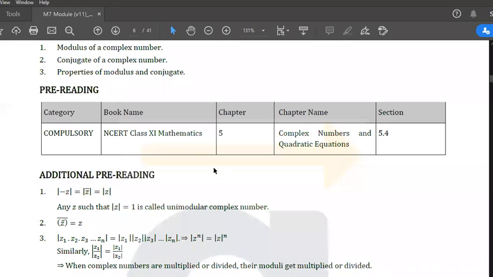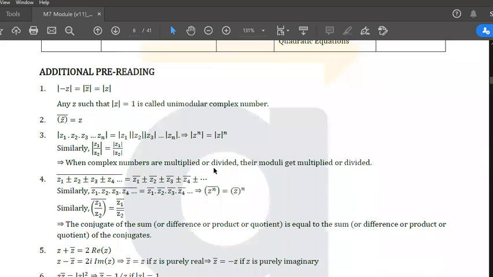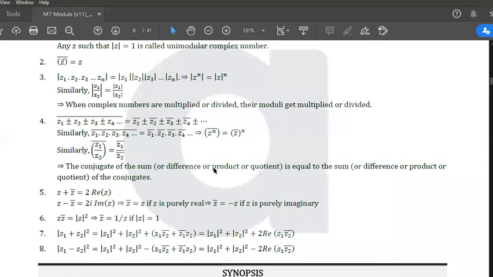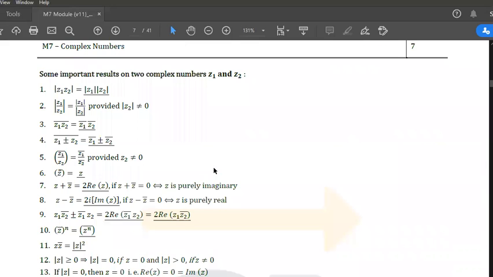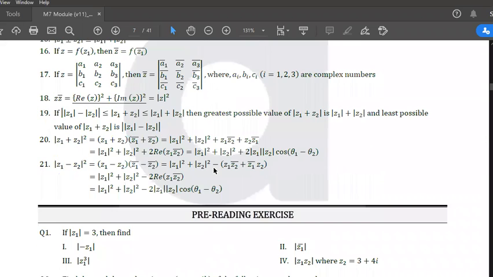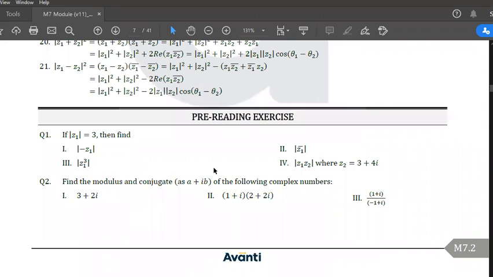Yeah, this third one is again first one, third, fourth, what we said, okay? That you have to prove, okay? So we'll try some problems, okay? Then we'll end our class, okay?